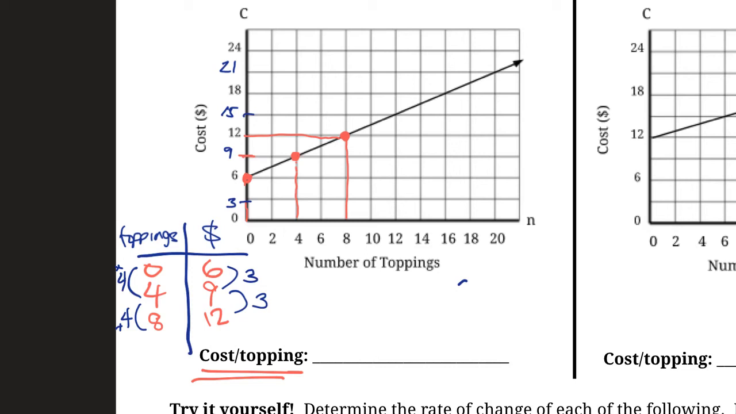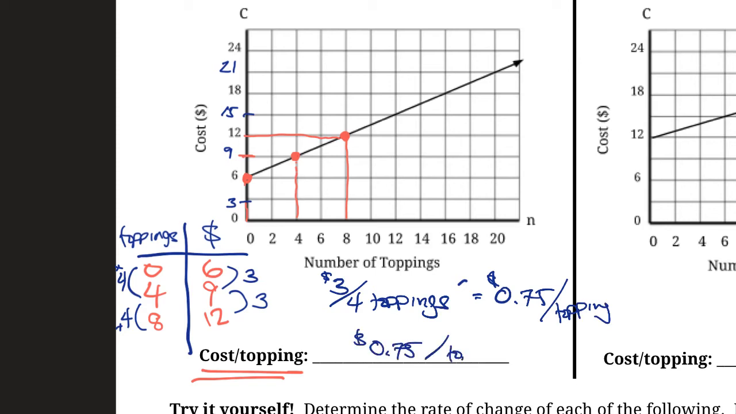So the cost per topping here, we've got to divide the cost by the topping, because that's exactly what this means. It means divide cost by topping. So in order to do this, we know it's going to be $3 per 4 toppings. And if we divide $3 by 4 toppings, we get $0.75 per topping. So that's the answer, 75 cents per topping. Okay? And that's it. So each time we go up by 1 here, we actually add 75 cents.